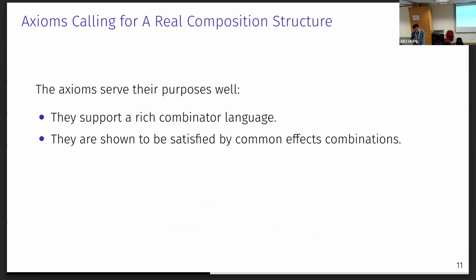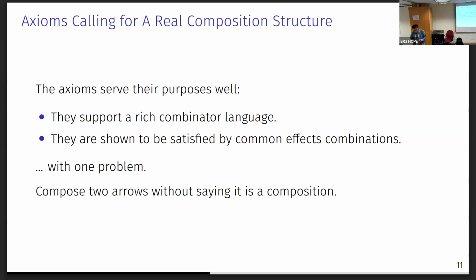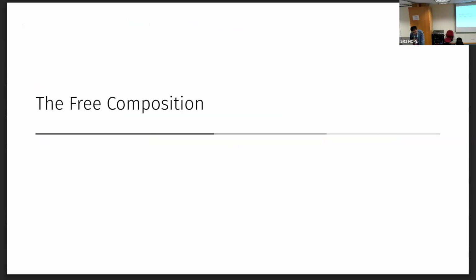So by checking all the axioms, we see they're really calling for a real composition structure between the two Kleisli arrows using the two different monads. So let us be clear that these axioms actually serve their purposes well. So they really support a rich combinatorial language, and they are shown to be satisfied by all the common effect combinations. But there's one problem, is that we are really doing the composition. We're composing two arrows without saying that it is a composition. So what we want is a real composition structure, which will make most of these axioms redundant, okay?